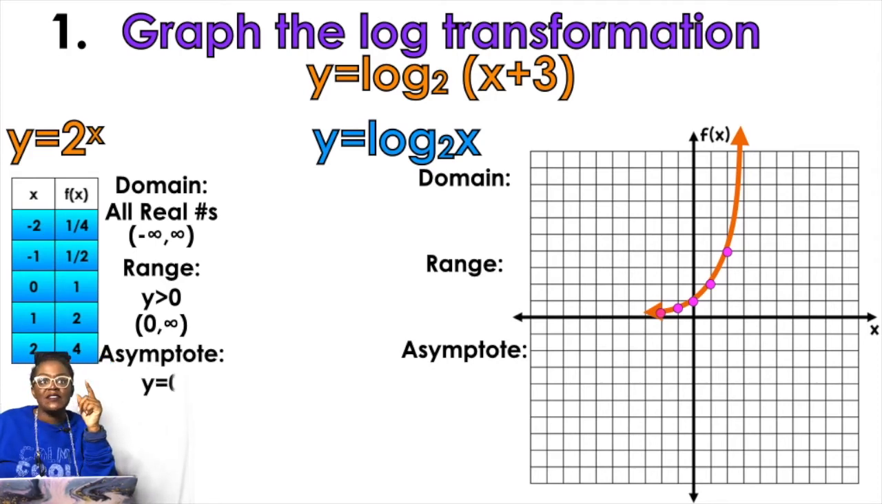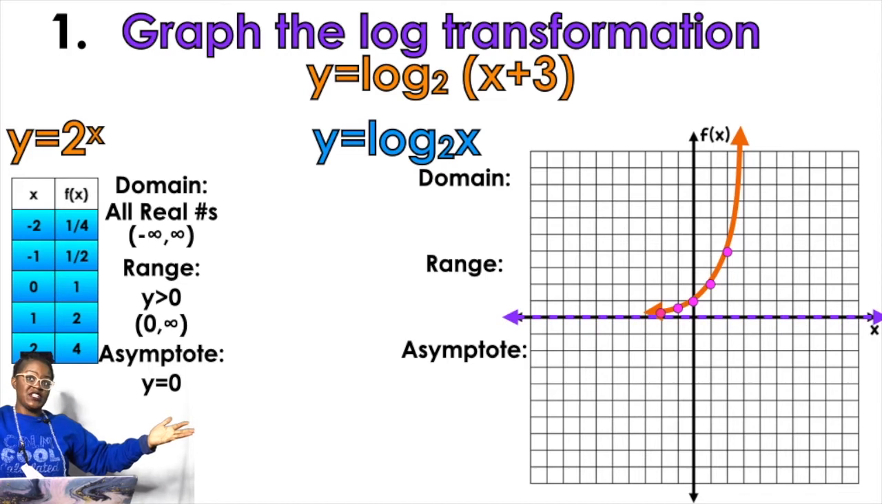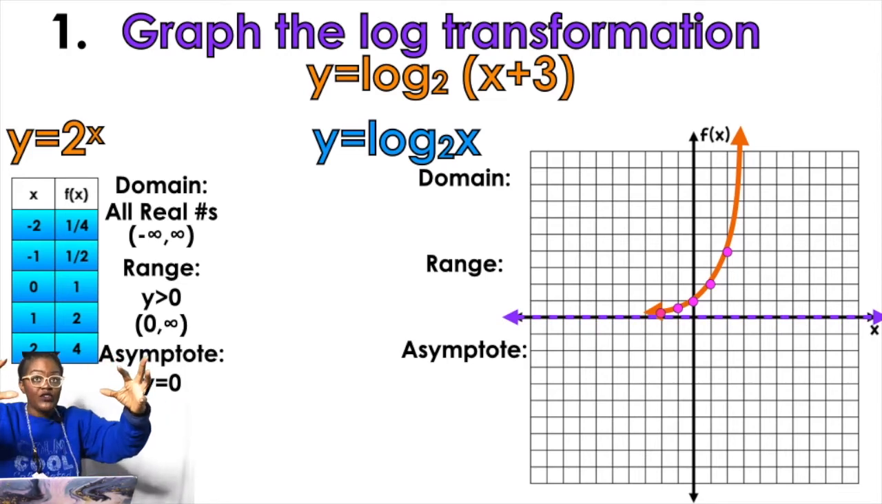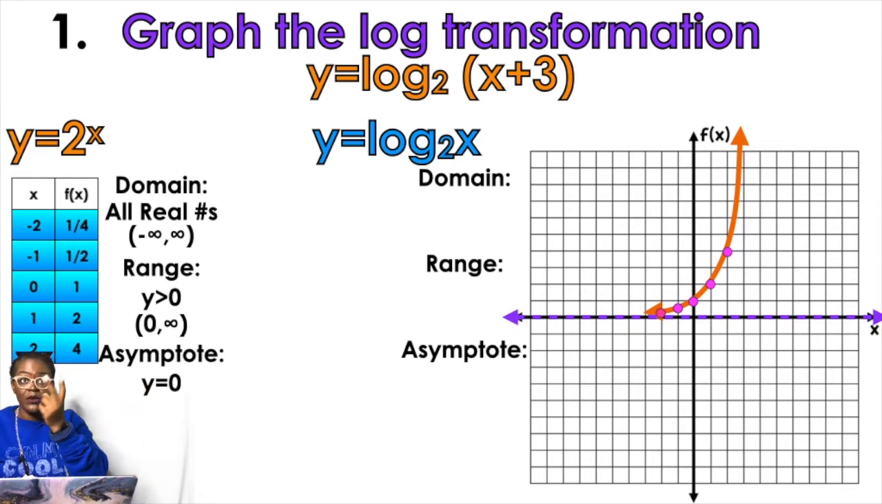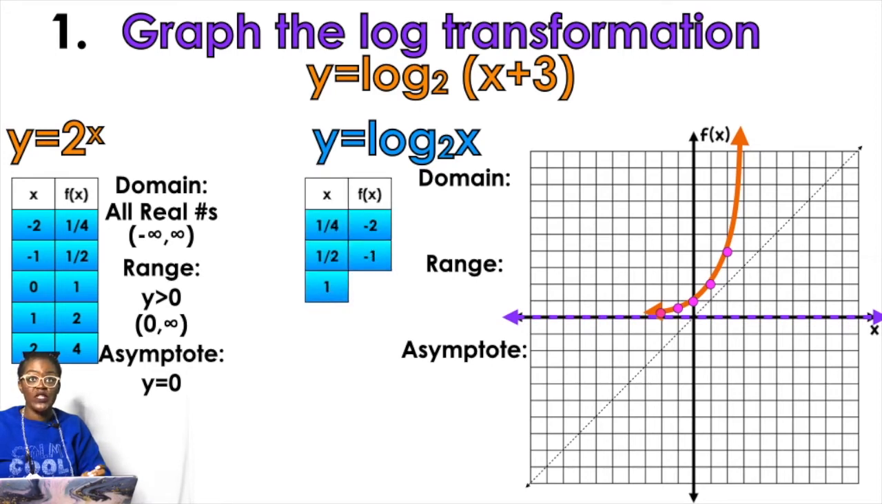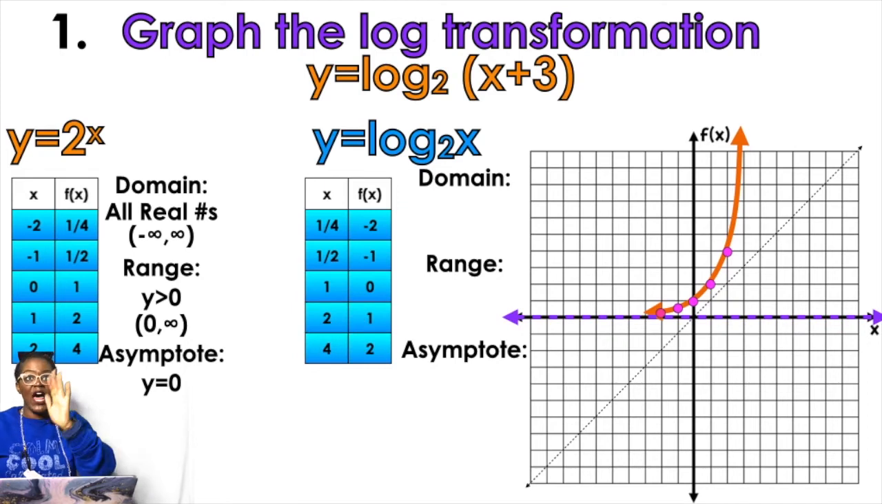So my asymptote is going to be y equals 0, but we already knew that. You should know about exponential functions already, right? This is my exponential function. This is the parent exponential function, okay? So now we're going to get the logarithm of that, all right? There's two ways you can do it. You can invert the table. So this is the first way, invert the table and plot those points. Or you can look at the line y equals x and reflect the points that you already plotted. Either one is fine, okay?